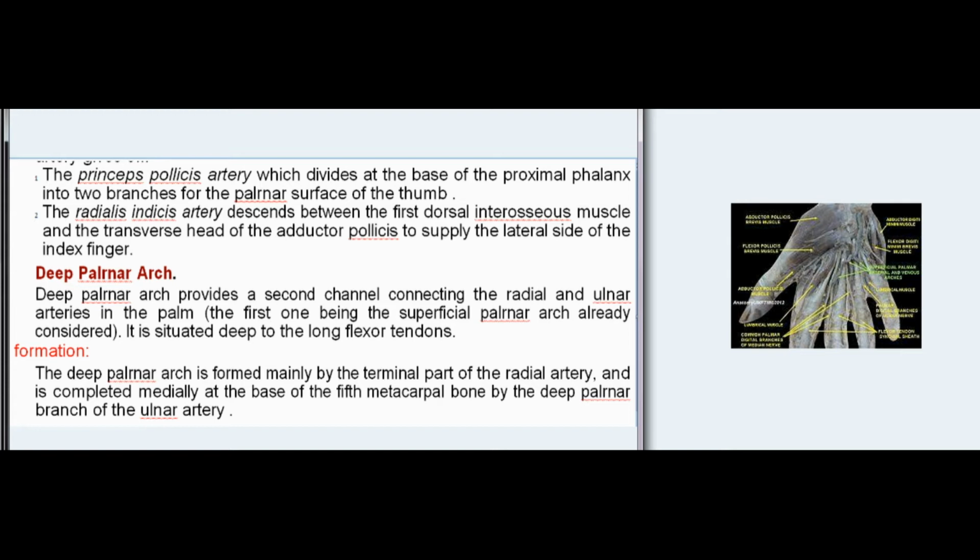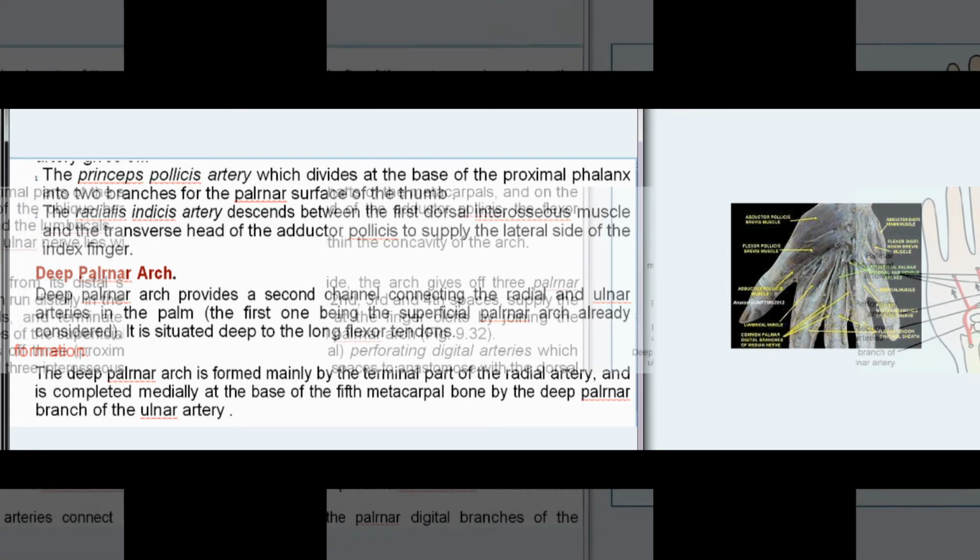Deep palmar arch. The deep palmar arch provides a second channel connecting the radial and ulnar arteries in the palm, the first one being the superficial palmar arch already considered. It is situated deep to the long flexor tendons. Formation: the deep palmar arch is formed mainly by the terminal part of the radial artery, and is completed medially at the base of the fifth metacarpal bone by the deep palmar branch of the ulnar artery.